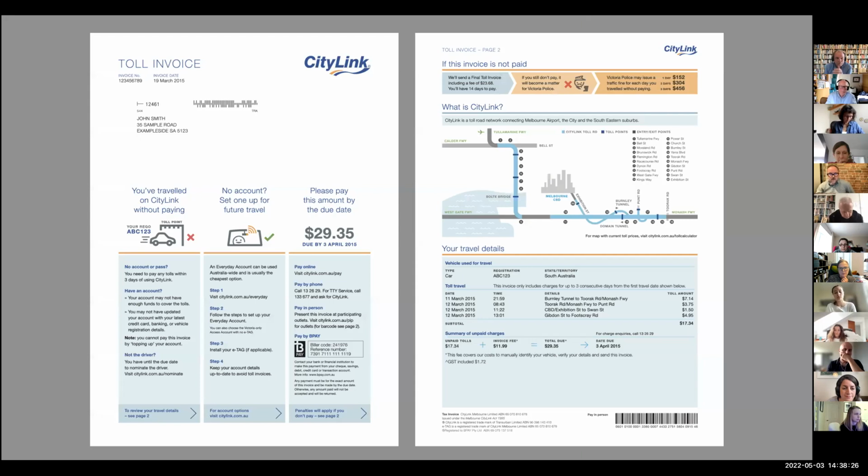This is the redesign. And again, we tried to create a visual story here. So you've traveled on the CityLink without paying. If you don't have an account, you can set one up, and when you do that, you can clear out your bill at the same time. Otherwise, you could please pay this amount by the due date. These icons and things, we tried to redraw these so that they match the bold version of the font, so they retain the same kind of look and feel.